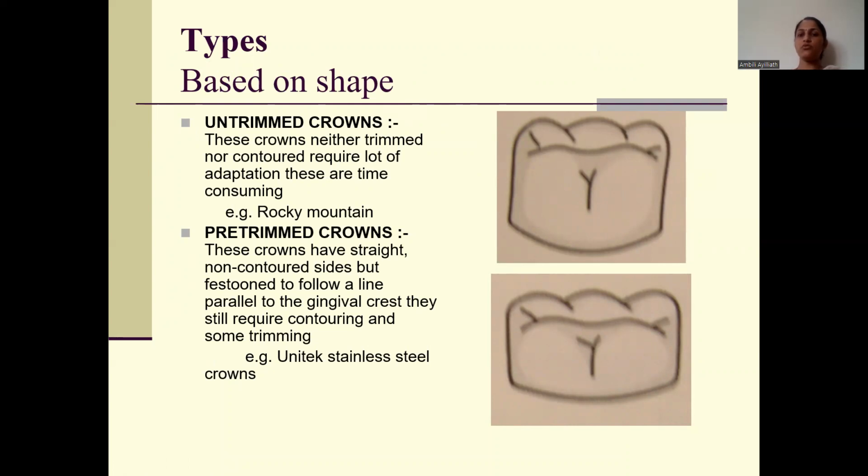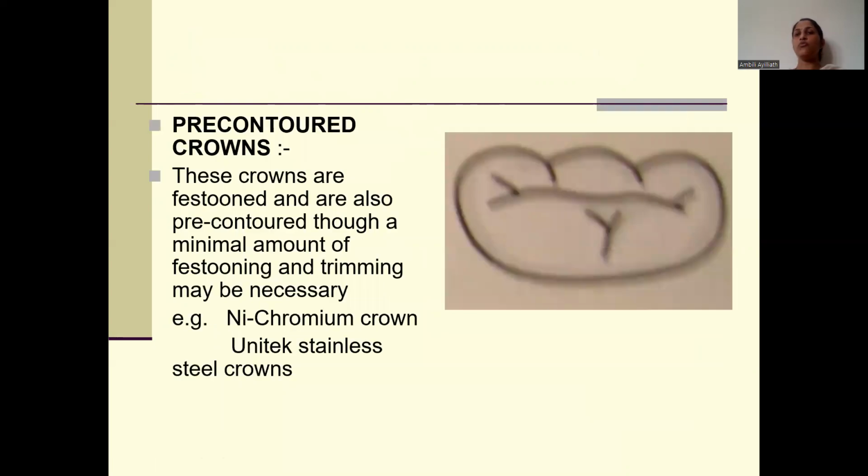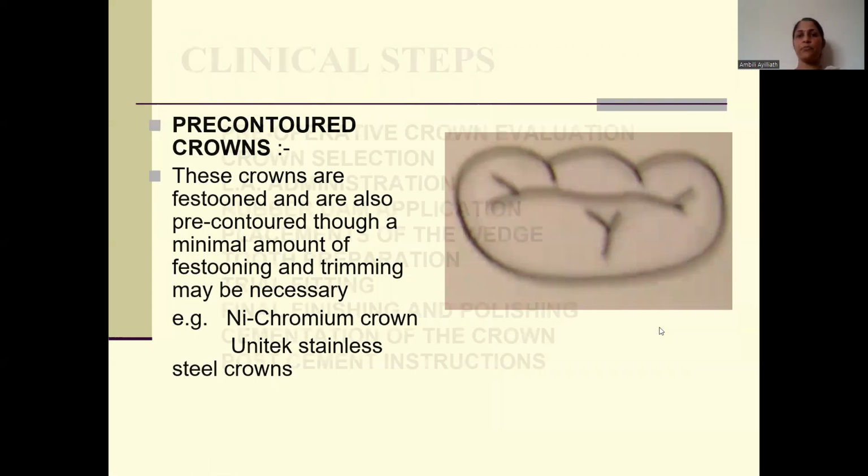Second, pre-trimmed crowns. These are crowns which have straight and non-contoured sides, but are festooned. This is festooned to follow a line parallel to the gingival crest, something like this. So they still require contouring and some trimming. The crowns that we normally use, for example 3M crowns, are known as pre-contoured crowns. They are festooned and pre-contoured also. So we require just a minimal amount of festooning and trimming during the fabrication procedure.